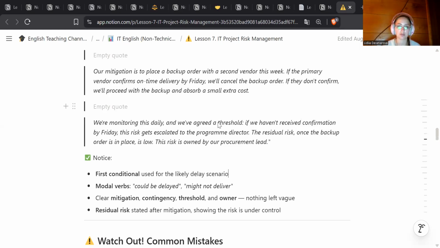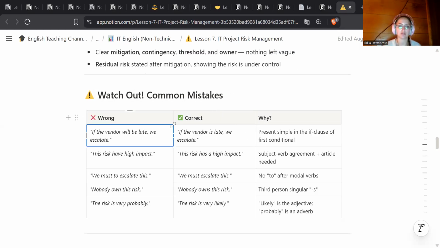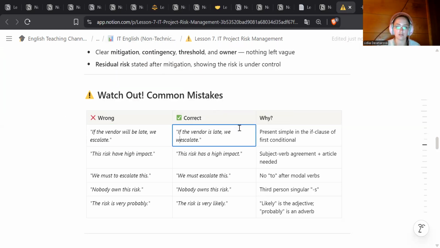Let's watch out for some common mistakes. If the vendor will be late, we escalate. If the vendor is late, we escalate. That is present simple in the if clause of the first conditional. To be more exact, if the vendor is late, we escalate. That is zero conditional. First conditional is going to be we will escalate.